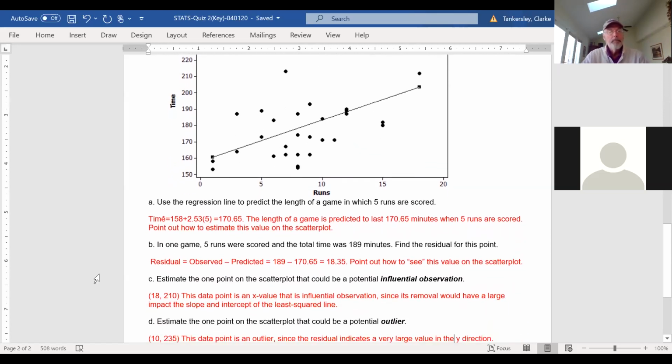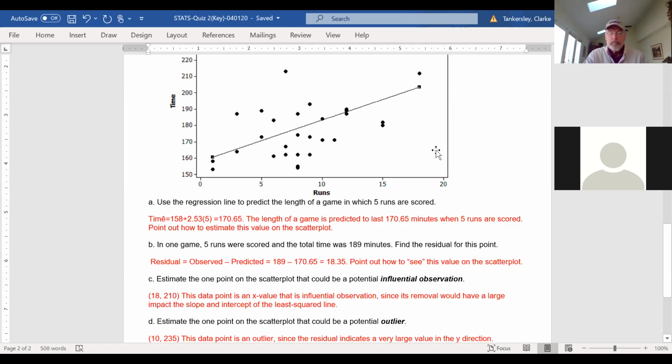So the next B is finding the residual, the observed minus the predicted. We are using this point as the observed, and we're using this here as the predicted. And we're just using subtraction to get a value of 18.35. And we're talking about this dot right here, this point right here.